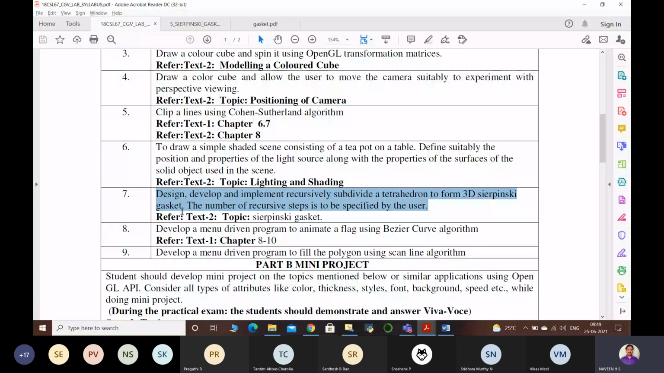You can observe here there is a term called a tetrahedron and also a triangle. The gasket means we are going to generate a triangle. With the help of 4 vertex points, we are going to construct a triangle in a 3-dimensional space. That is what a 3D Sierpinski gasket is.